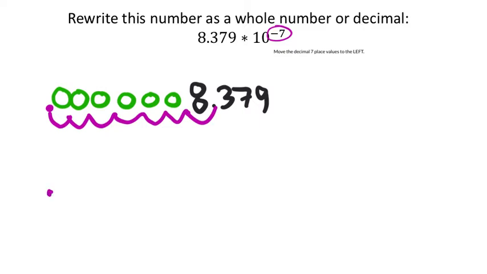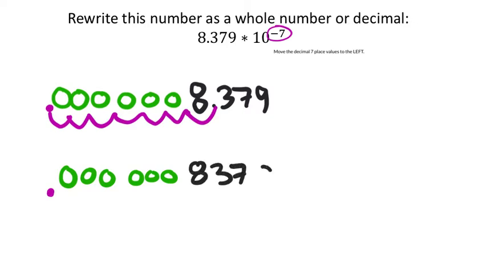So what do we end up with? Decimal, then 1, 2, 3, 4, 5, 6 zeros, then we have the 8, 3, 7, 9, like this. You're welcome to put a nice 0 out there in the front if you'd like, but it's not necessary. You'll get full credit either way on Canvas. So negative exponents will move the decimal to the left. Positive exponents, like the last example, will move the decimal to the right.